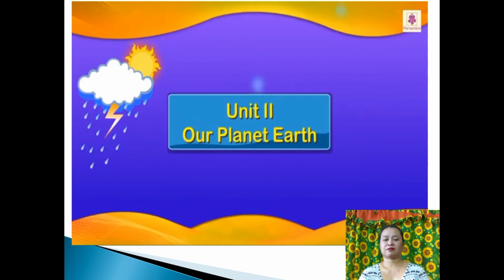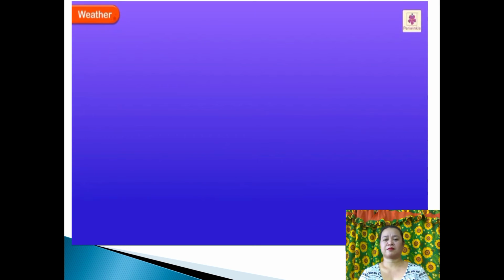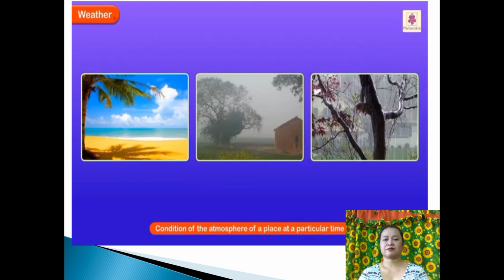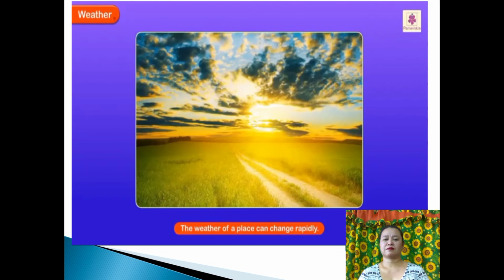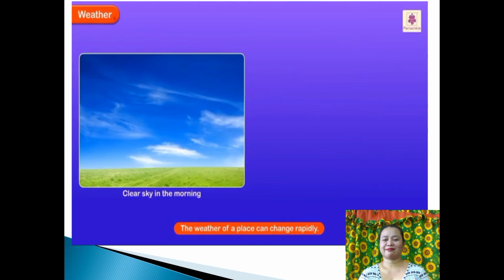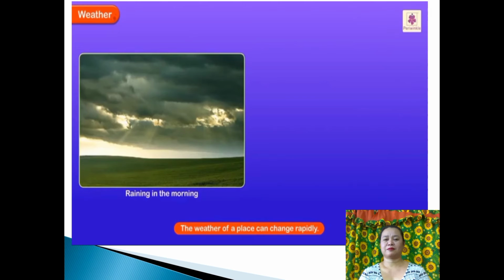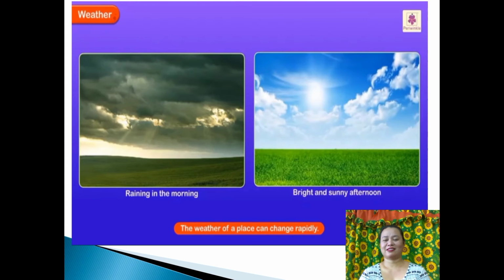Unit 2. Our Planet Earth. Weather and Climate. Weather. Weather is the condition of the atmosphere of a place at a particular time. The weather of a place can change rapidly. It may be bright and sunny with a clear sky in the morning, while in the evening the sky may be covered with dark clouds. It may start raining in the morning, but the afternoon may be bright and sunny.